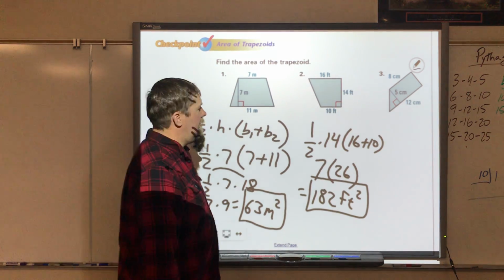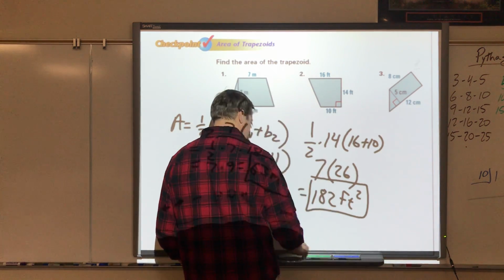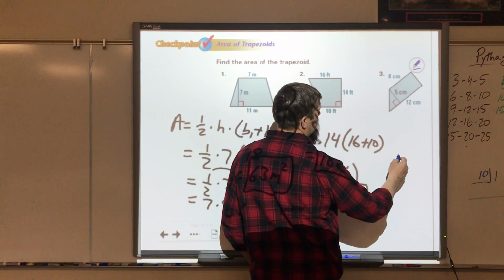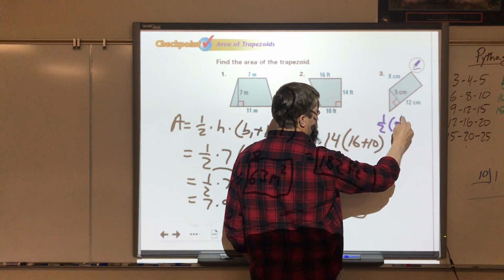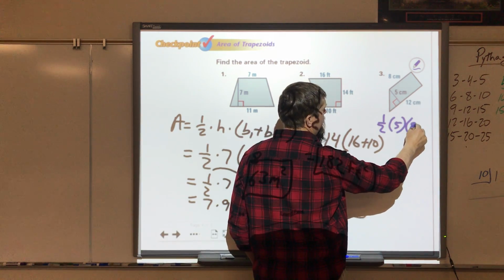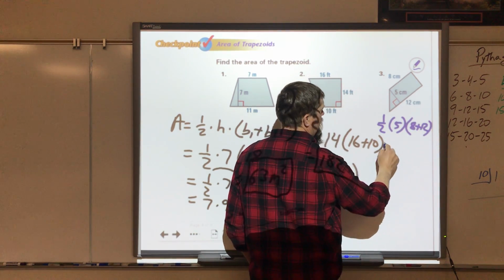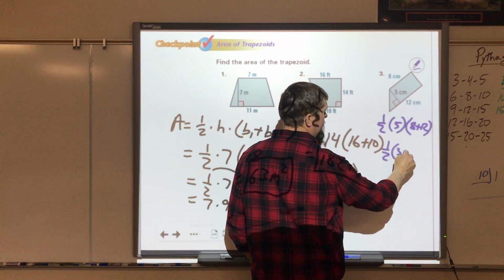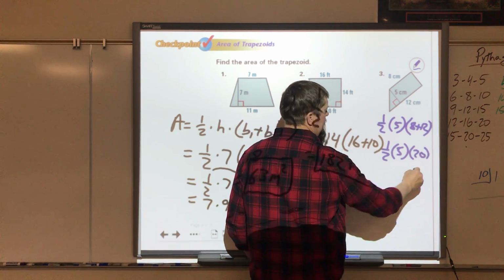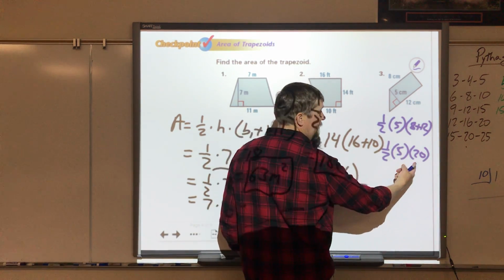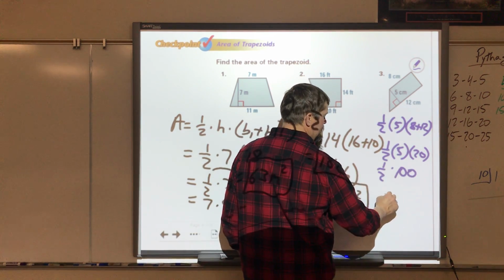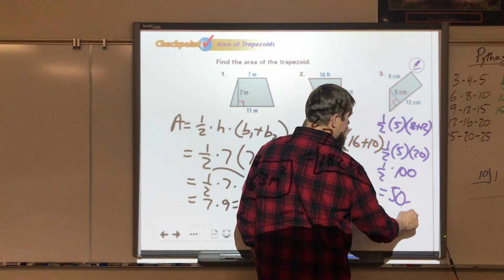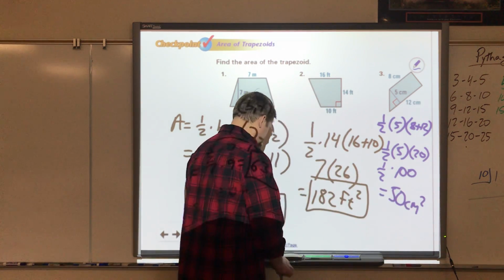All right, in this case we have, I'll do this in a different pen so we can see it better. We have 1/2 of 5 times 8 plus 12, which is 1/2 of 5 times 20. If I want to, I can multiply 5 times 20 first and get 100, and then you multiply that times 1/2 and you get 50 centimeters squared.